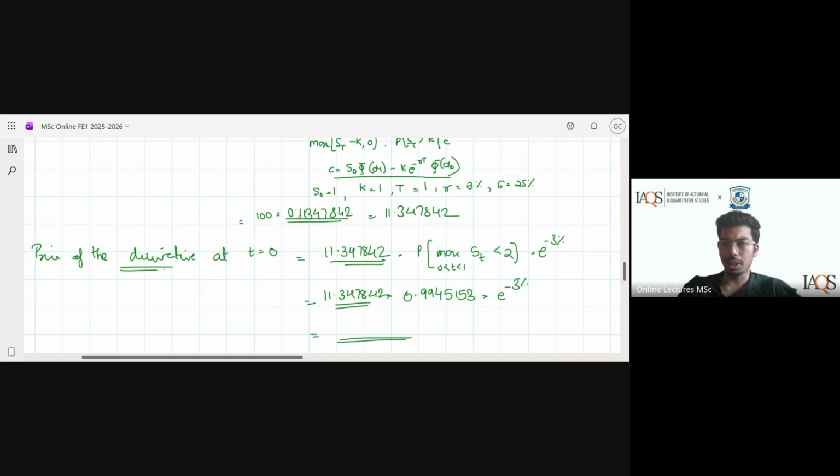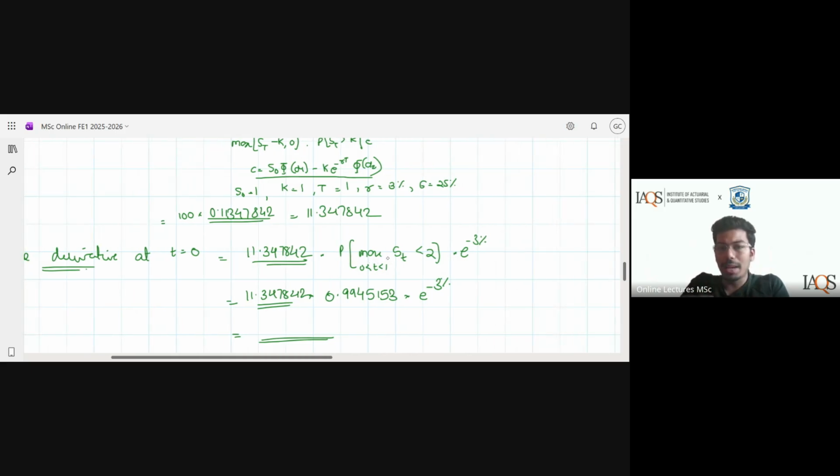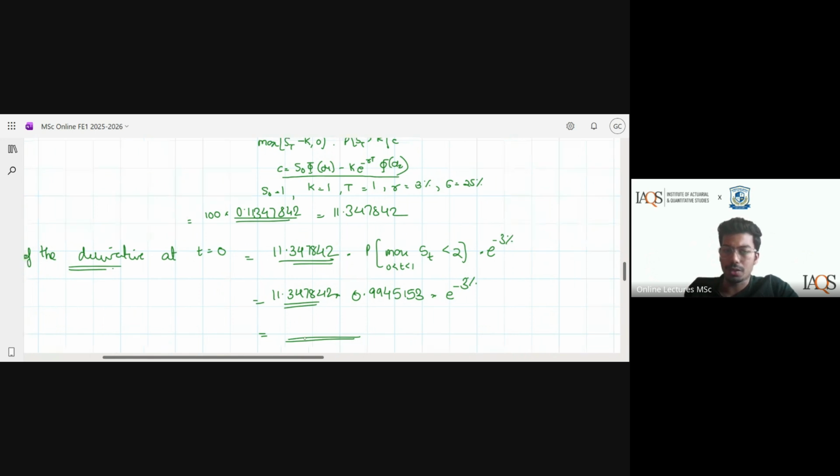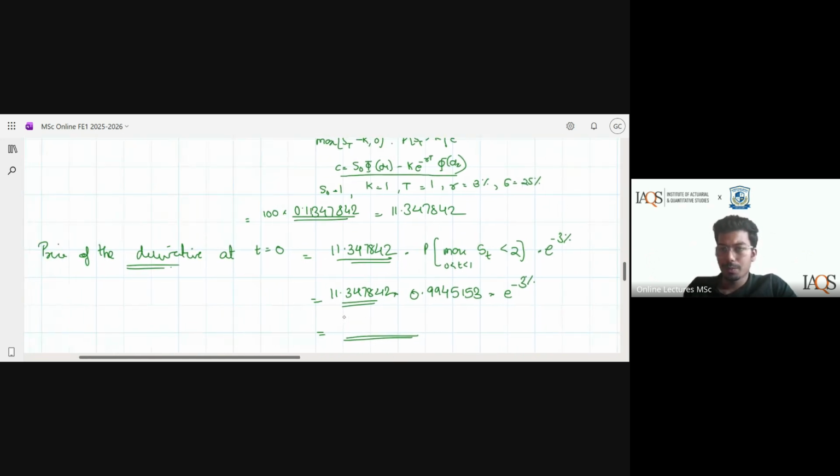Done? Everyone with this part? Now if I have to calculate the price of the derivative at time 0, it will be the price of the derivative at time 1 into the probability that the maximum value of ST is less than 2, into the one time step PV factor. We've already calculated this probability. We know this price. A multiplication of all this will give you the price of the derivative at time 0. Everyone understood this part? Calculate and let me know what the answer will be.